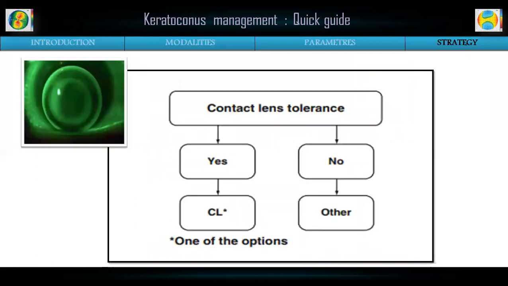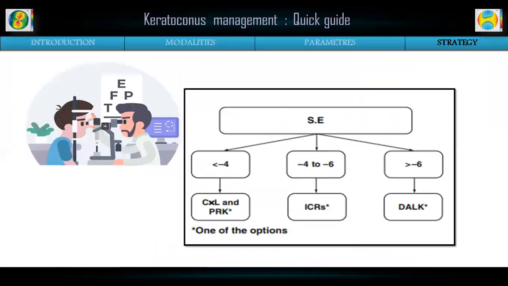For the contact lenses, if the patient is tolerant, we can suggest for him to wear the contact lenses. If no, we have to think about other modalities. If the spherical equivalent is less than -4, we can suggest for him cross-linking and PRK. And if this is more than -6, we have to think about DALK. Between -4 and -6, we can do intracorneal rings implantation.